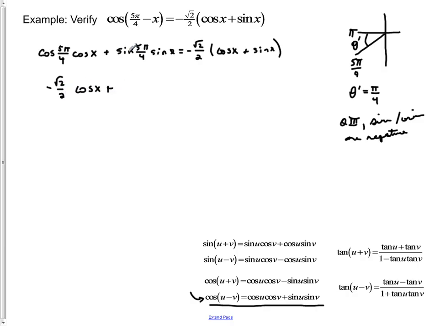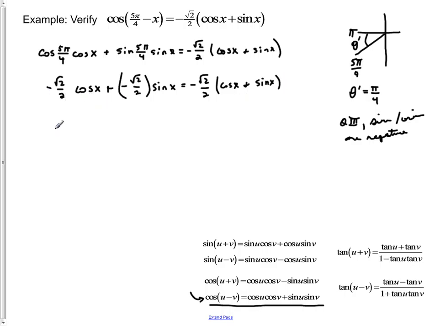And what else do we know? Well, sine of 5 pi over 4, sine is negative in the third quadrant, so we've got negative root 2 over 2 again, times the sine of x, and again, just showing that that's equal to the negative of the root 2 over 2 times cosine of x plus the sine of x. And, well, there it is, right?